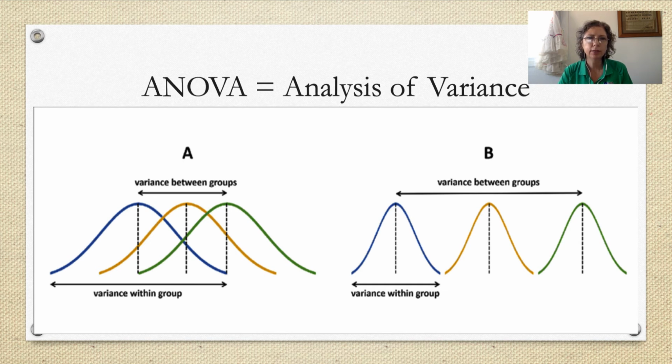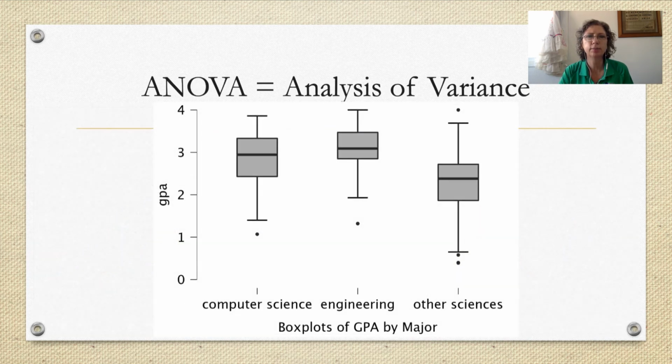Still, graphically, we would look at this using a box plot. So if we had GPA, again, as the outcome variable, and our three independent groups are major: computer science majors, engineering majors, and other sciences. And there's the mean, the dark line in the middle. We can see that they're different, but we don't know if they're significantly different unless we run the test for it and find out if the differences between groups is significantly different.